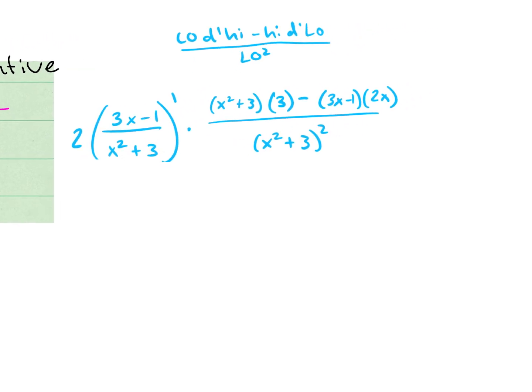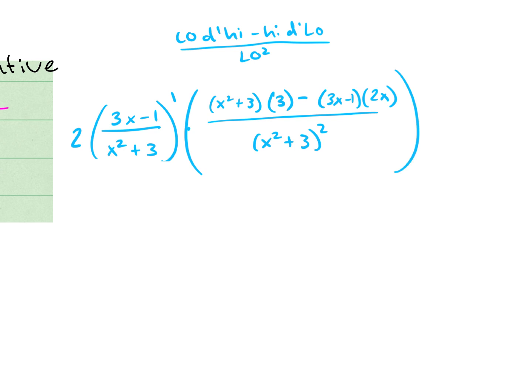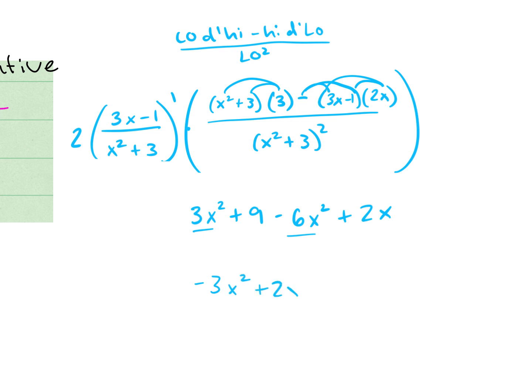Let's simplify. I'm going to simplify the low d high that I just did. Let's distribute. So on top we get 3x squared plus 9. I'm going to distribute the negative too, so be careful with the signs here. This would be 6x squared minus 6x squared plus 2x. So when we continue to simplify our top, we would get negative 3x squared plus 2x plus 9.